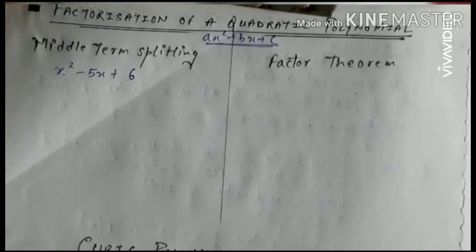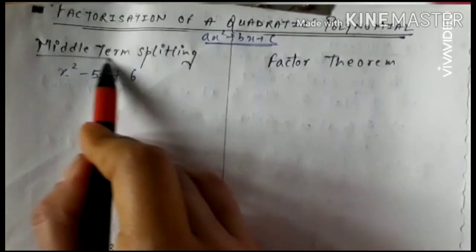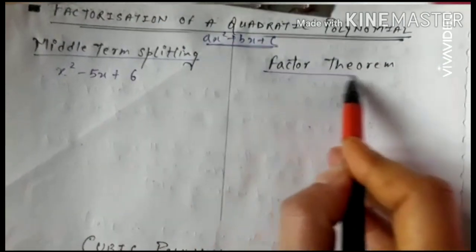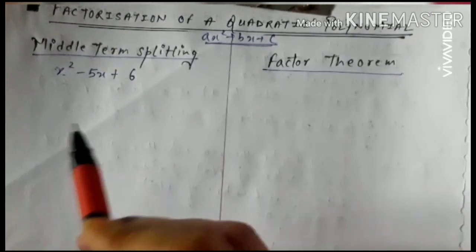In your 8th class you are familiar with factorization. You have done factorization with the help of the common method, with the help of the cancellation method. So here for the quadratic polynomial we will take two methods. The first one is the middle term split, the second one is the factor method. So the first one is the middle term split.